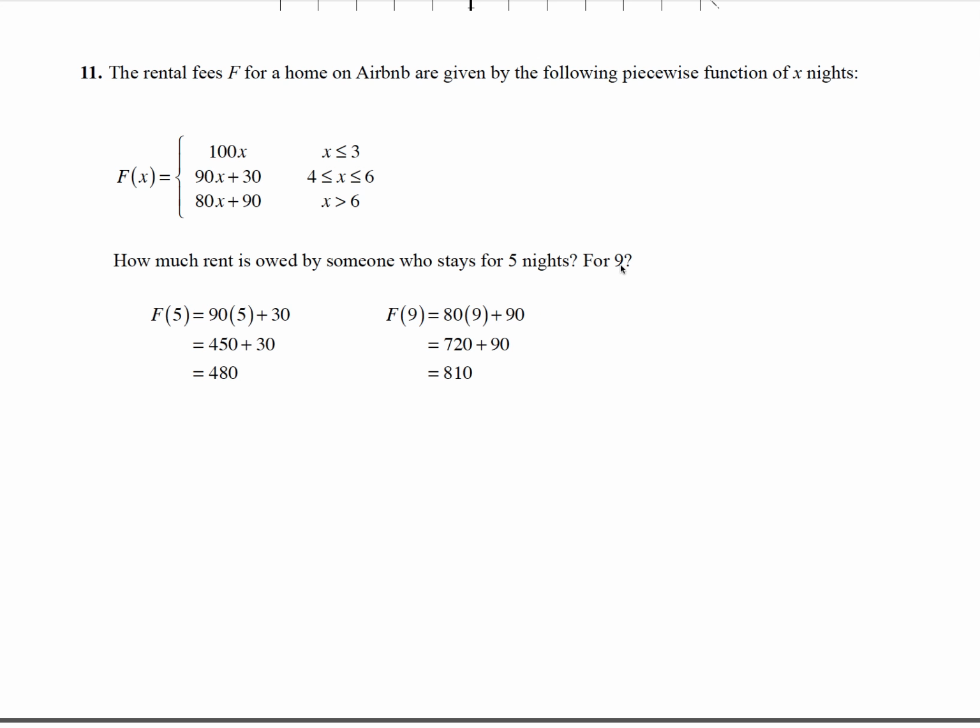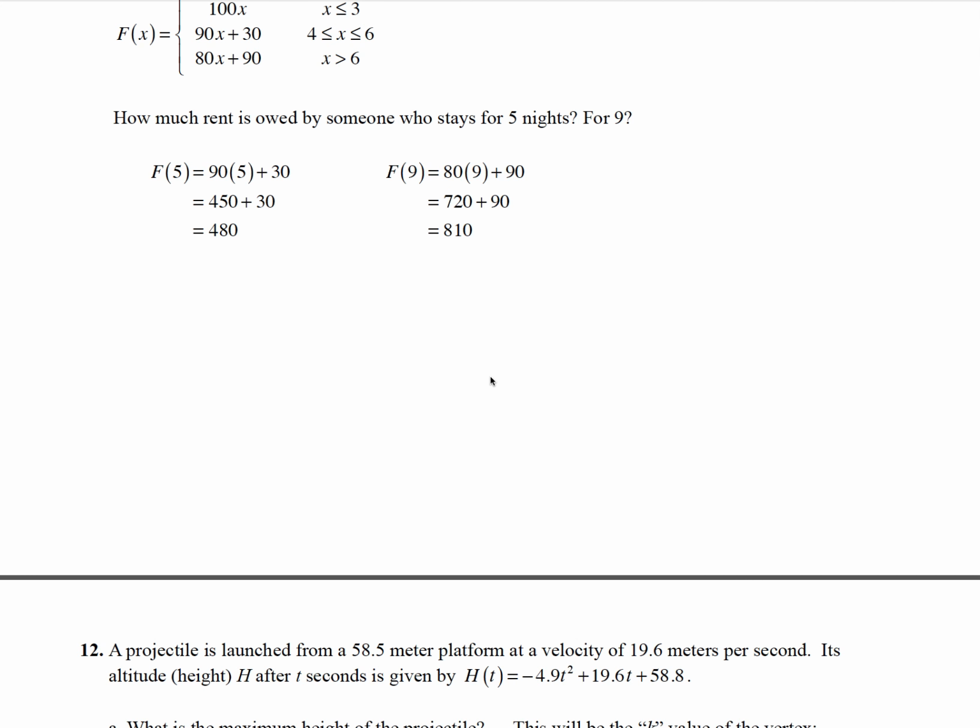And for 9 nights, you see that 9 is greater than 6. So we use this function here, 80x plus 90. You put a 9 in for the x here. 80 times 9 is 720. And you add 90 and you have 810. So that's the rent paid for 9 nights.